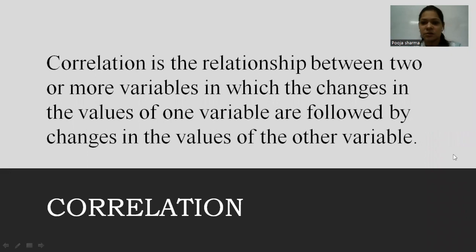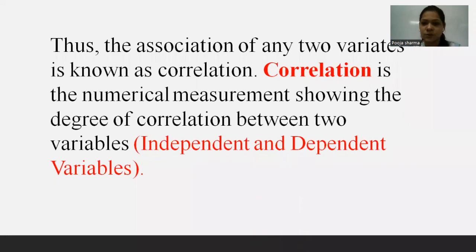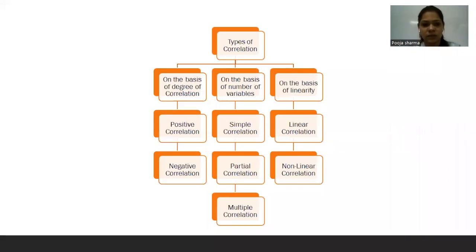Correlation is the relationship between two or more variables in which the changes in the values of one variable are followed by the changes in the values of the other variable. The association of any two variables is known as a correlation, and it shows the numerical measurement of the degree of correlation between the variables. These variables could be independent or dependent variables.